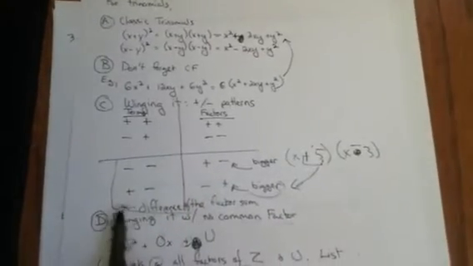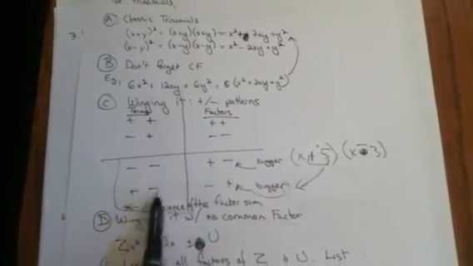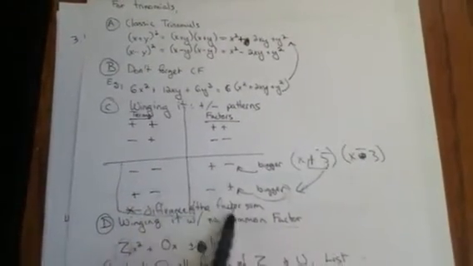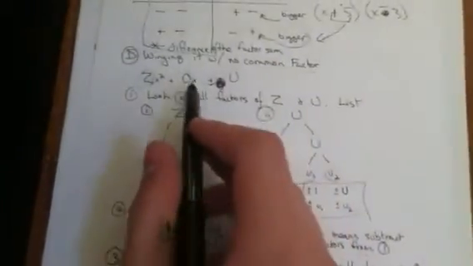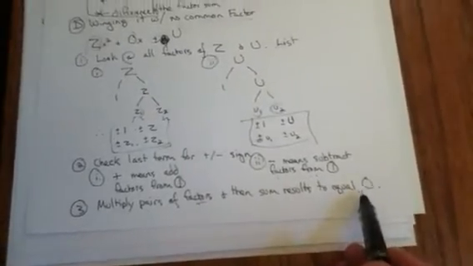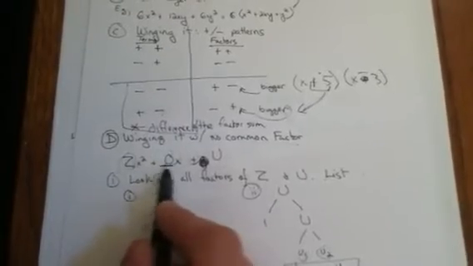You might recall that we tipped you off to that right here at the top, where we said, hey, in these bottom two scenarios, you have minus signs right there and there. You need to find the difference of the factor sum. The final step is multiply the pairs of factors and then sum the results to equal the O term. This may look like a 0, that's confusing, but it's actually an O because it's the OX term. So whatever the coefficient is in front of the x, you need to sum the pairs of factors to equal that.